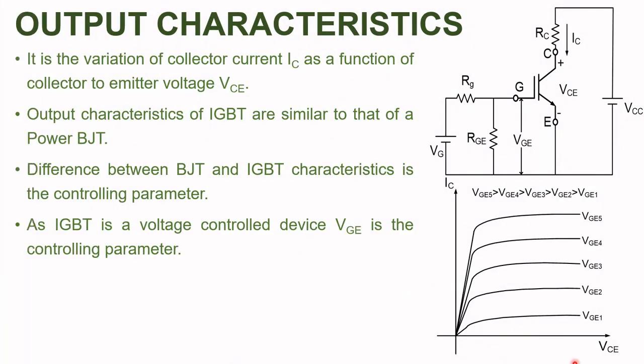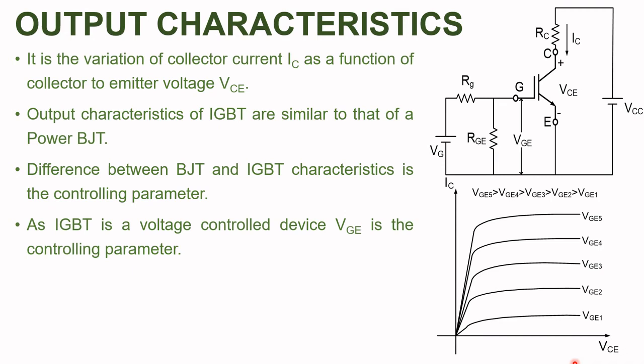Output characteristics. Output characteristics are the variation of collector current IC as a function of collector to emitter voltage VCE. The output characteristics of IGBT are similar to that of power BJT. The only difference between the characteristics of power BJT and IGBT is the controlling parameter. In case of power BJT, the controlling parameter was the base current, but in case of IGBT, the controlling parameter is gate to emitter voltage.